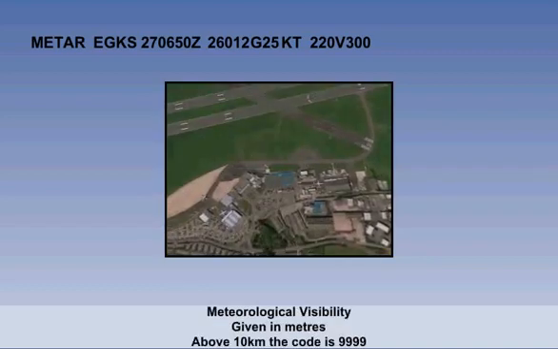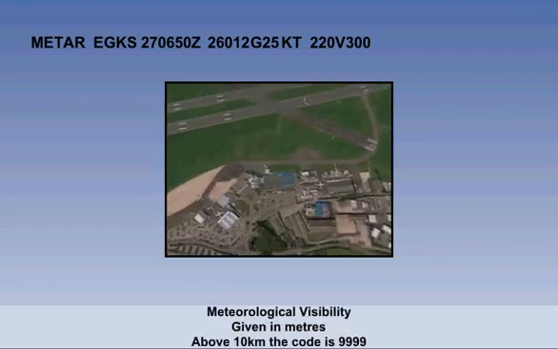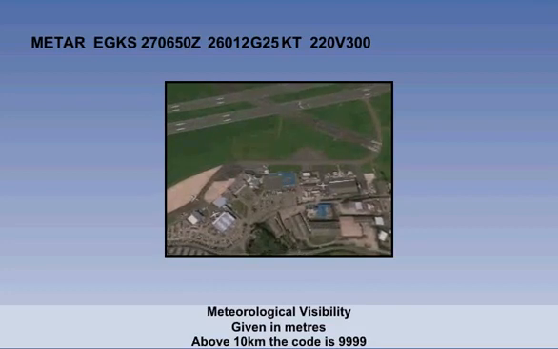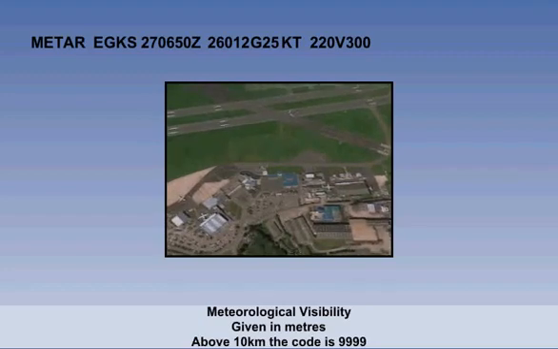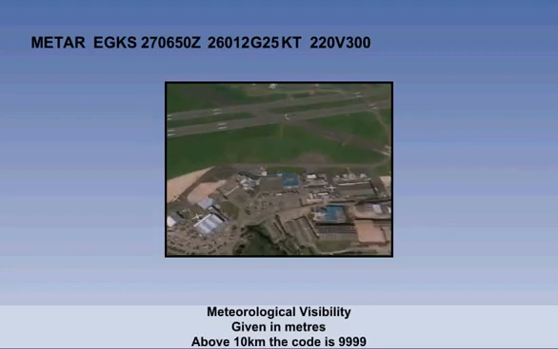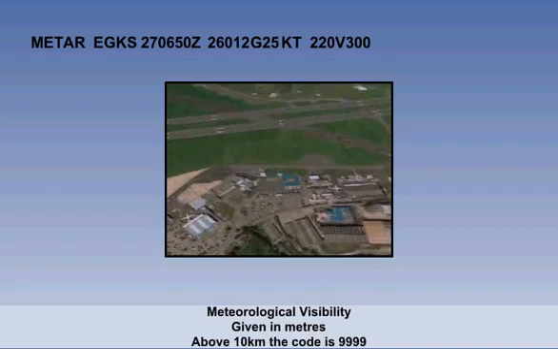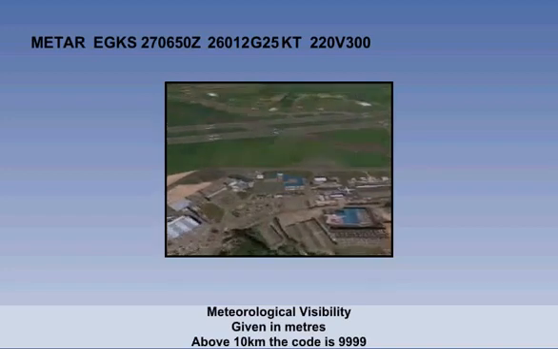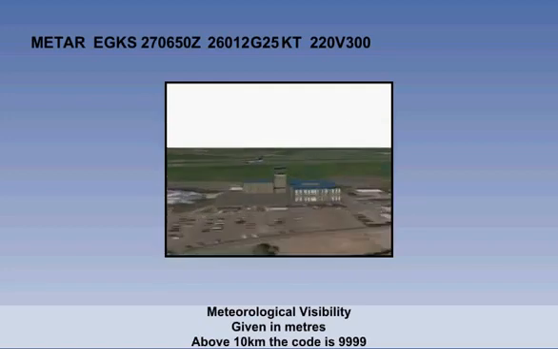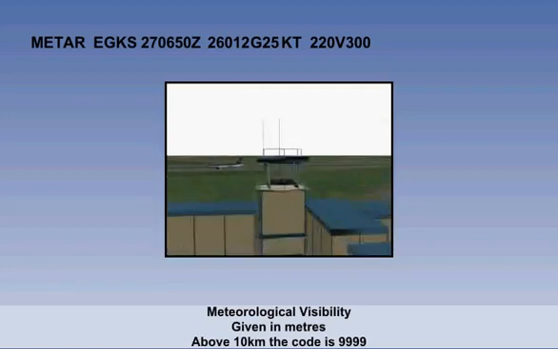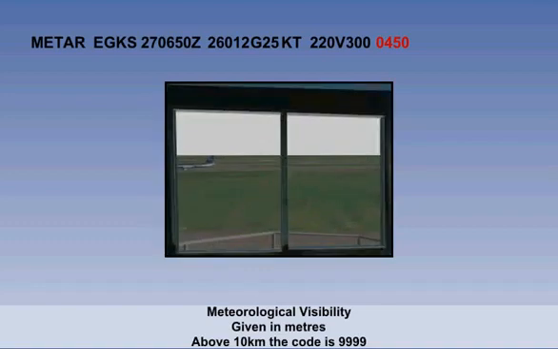Visibility in the METAR is represented by the next group. In the METAR, the visibility reported is the prevailing visibility. Prevailing visibility is the visibility value that is within at least half the horizon circle or within at least half of the surface of the aerodrome. Up to 10 kilometers, this is measured in meters. For example, 0450 means that the prevailing horizontal visibility is 450 meters as measured from the observing point.